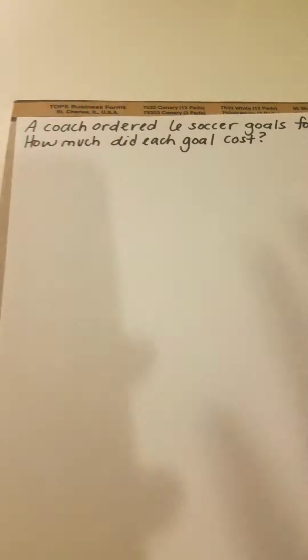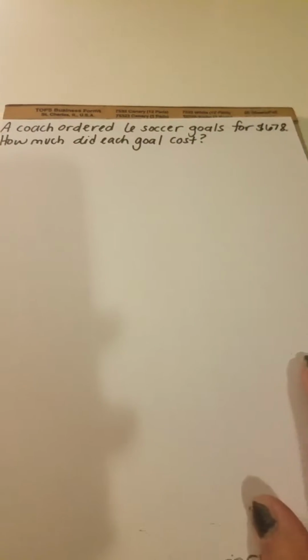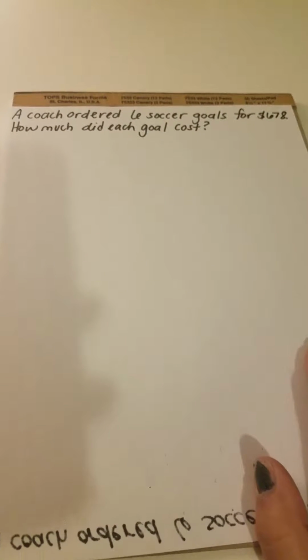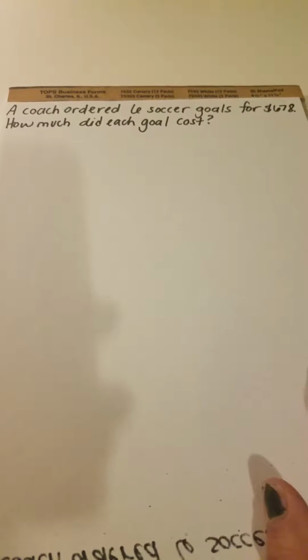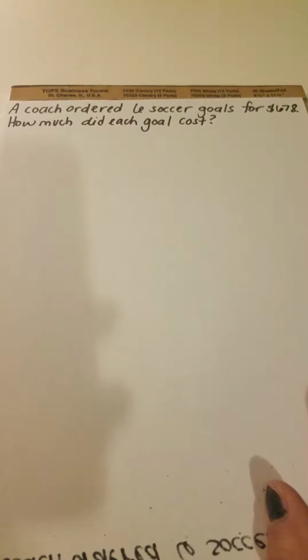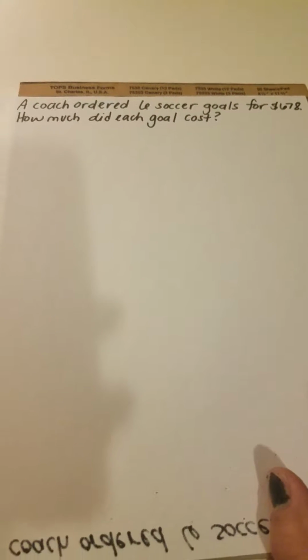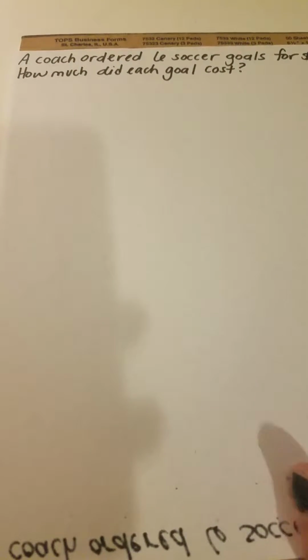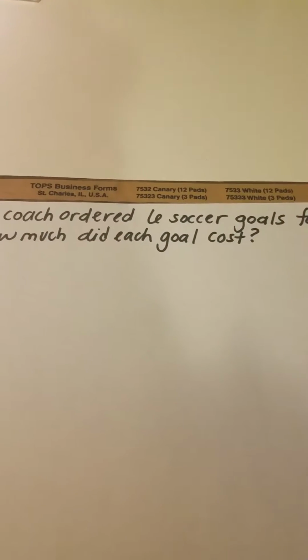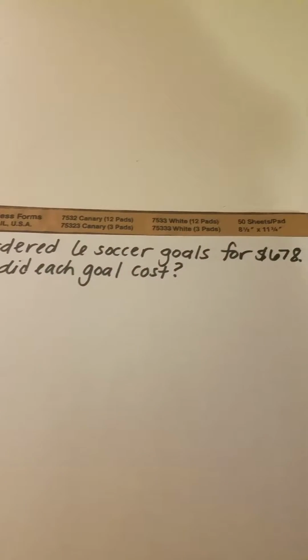Okay, so we're going to look at this word problem to kind of get us started. It says a coach ordered 6 soccer goals for $678. How much did each goal cost? So remember, like we do in class, the first thing we have to do is make sure that we understand the problem. Okay? So let's think about this.